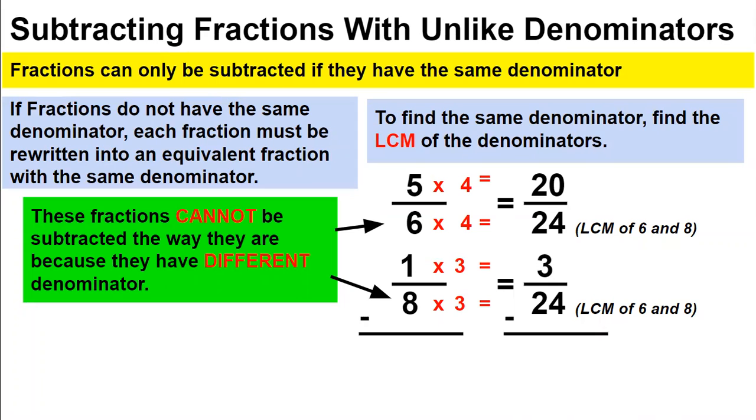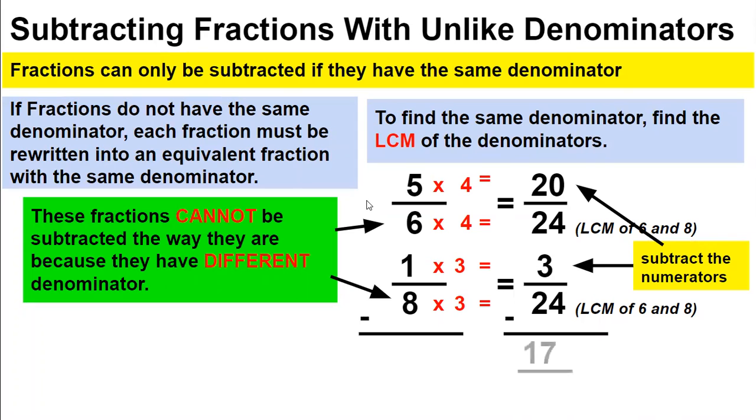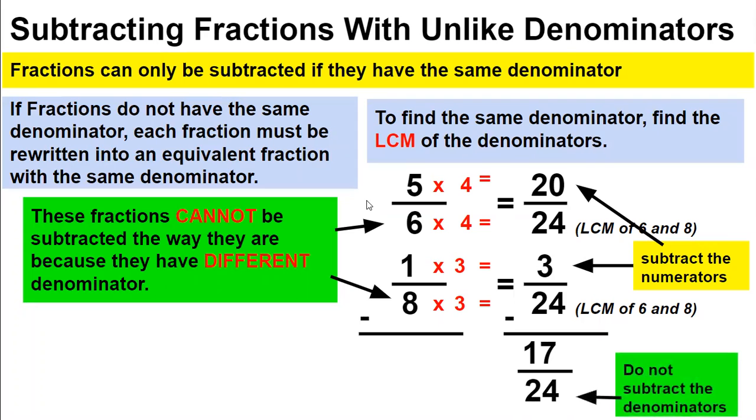And now I can subtract. I subtract only the numerators. 20 minus 3, that should give me 17. My bottom number stays at 24. And the answer is 17/24.